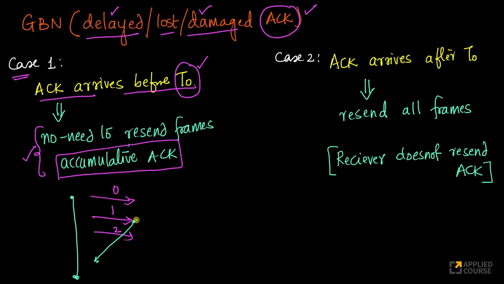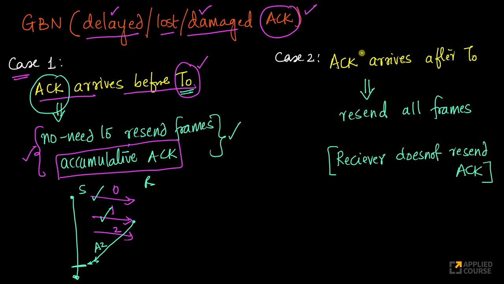I sent 1. Now I sent an acknowledgement which got delayed. Let's assume this acknowledgement is received here, by the sender. But this acknowledgement is an accumulative acknowledgement, so it will say A2. So what does that mean? This acknowledgement got delayed and it says A2, which means I received frame 0 and frame 1 successfully. So if the acknowledgement arrives before timeout, there is no need to resend frames because we have accumulative acknowledgements.